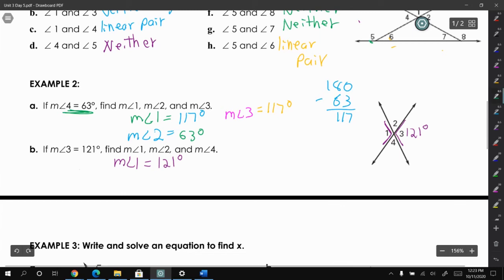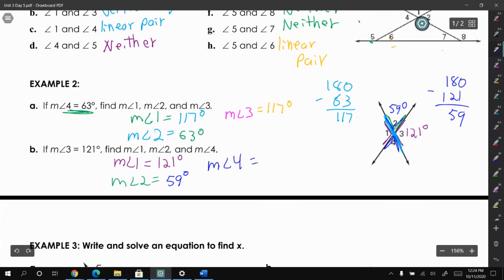Now to get the measure of angle 2, we have a line now. This line here is formed by angle 2 and 3. So we can do 180 minus 121, and that gives us 59. And then angle 2 and 4 are vertical angles, so the measure of angle 4 is also 59 degrees. So there's only two different numbers here in this type of problem. We have the vertical angles that are congruent, and then the other set of vertical angles that are congruent.